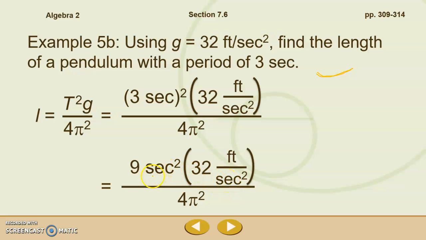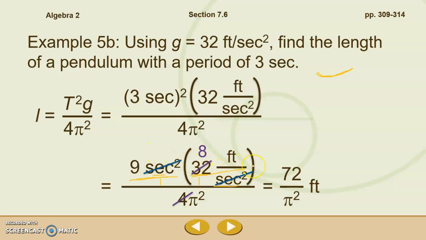Now notice we've kept our units of measure here. If this is over 1 and we were multiplying, hopefully you see what's going to happen with those second squareds. They are going to cancel because one is on top of our fraction, if you will, and the other one is down here on the bottom. Our 4 and our 32 can also simplify and become 8. So we've got 9 times 8 feet, or 72, divided by pi squared feet.